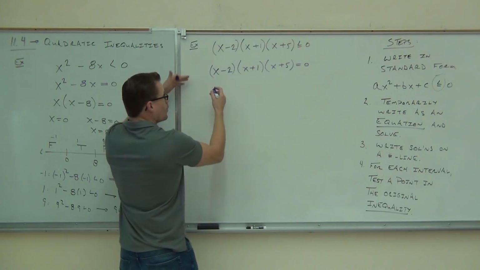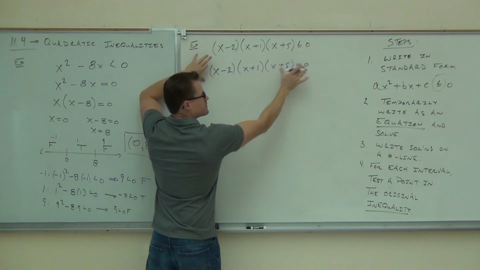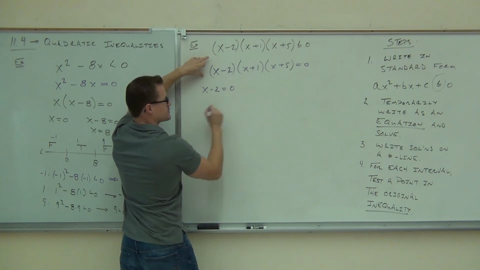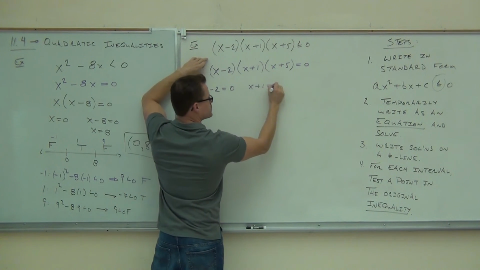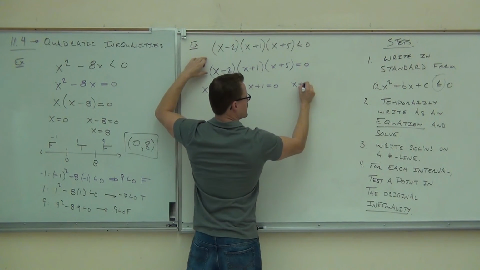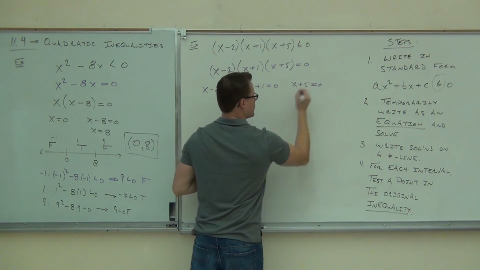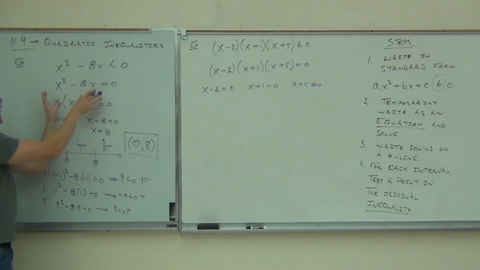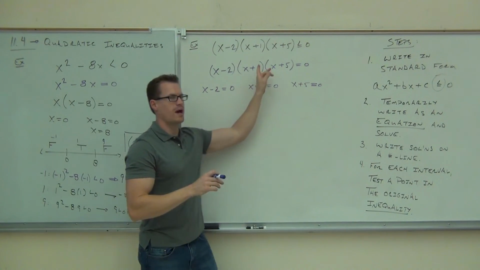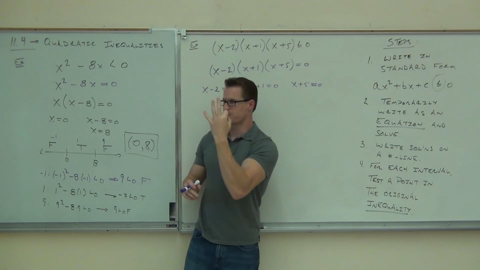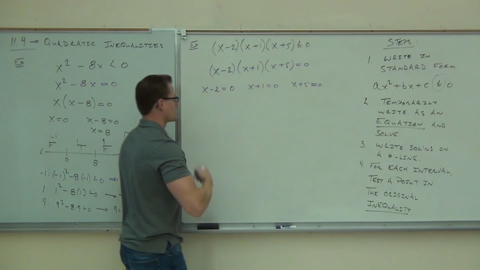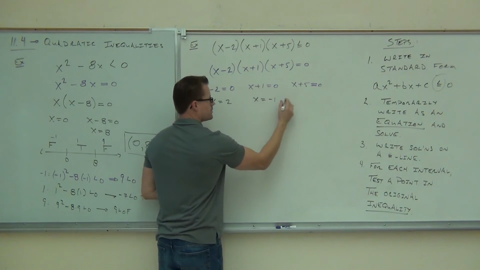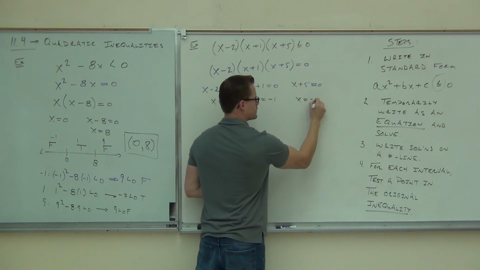So what you do is go, okay, if something times something times something equals 0, I know that the first expression has to equal 0, and the second expression has to equal 0, and the third expression has to equal 0. That's got to be the case. So just like we did before, you're going to set each of those parts equal to 0, only here you have one extra part. You just have 3 parts there. So x is 2, x is -1, x is -5.